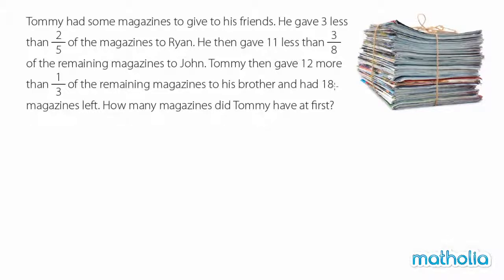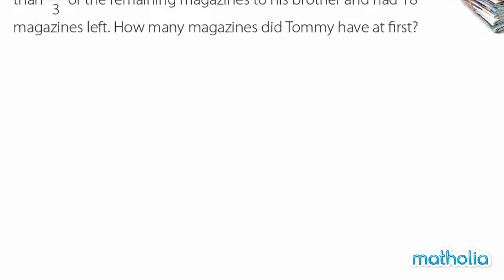Tommy had some magazines to give to his friends. He gave 3 less than 2/5 of the magazines to Ryan. We try to understand this concept first. Now, I'm going to use a diagram to solve this problem. I'm going to divide this into 5 parts: 1, 2, 3, 4, and 5.